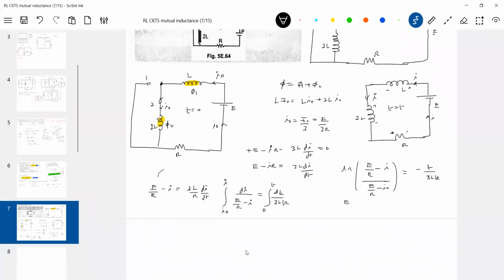Okay, simplification of this will be E by R minus I is equal to E by R minus I naught e to the power of minus t by lambda, I'll write it. Where lambda is the time constant of the circuit, 3L by R.